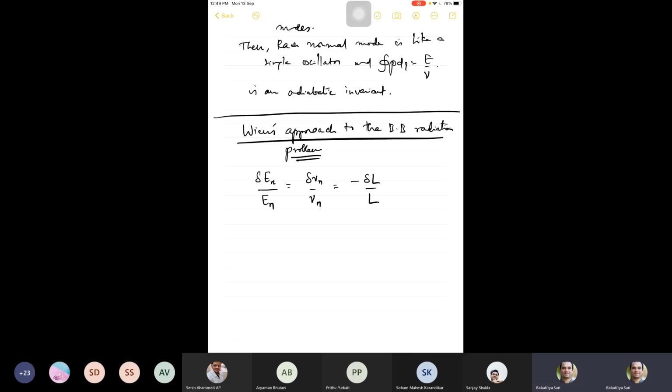Now this I just want to... Yeah, there is a factor of 2 in the denominator. Sorry, so why is it minus del L by 2L? Oh, because as the length increases, the energy of oscillation goes down, right? That's why.